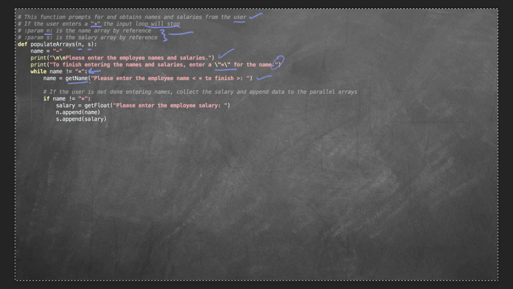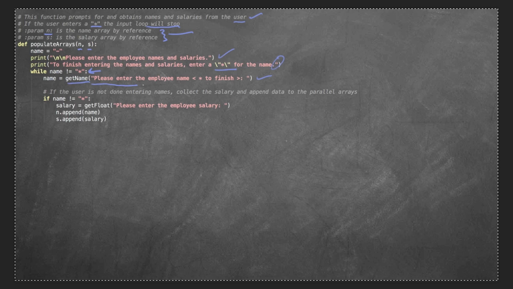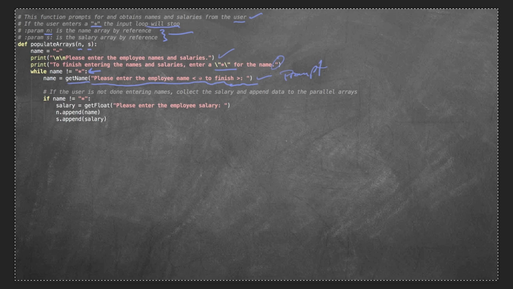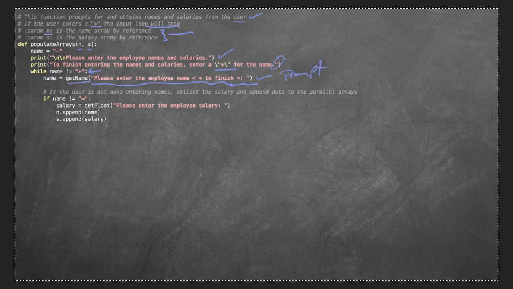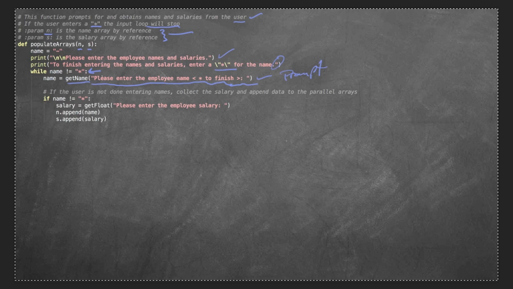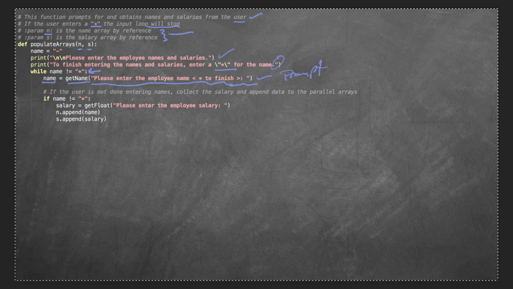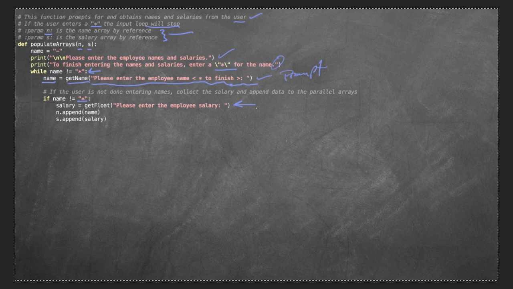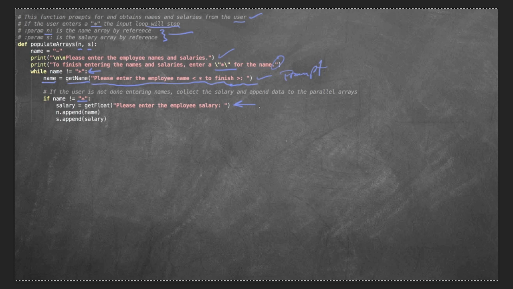I created a function called getName, and my function accepts a parameter. That parameter is the prompt to the user. So a message is presented to the user, please enter the employee name, and the little brackets there say star to finish. So the user answers that, some value goes into name, and if the value isn't a star, then it's going to get the salary. Otherwise, if it is a star, what's the point of getting the salary, right? We don't want the name in there. There's no point in getting the salary.